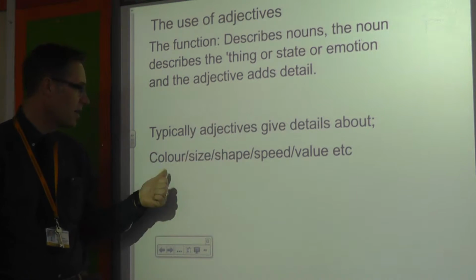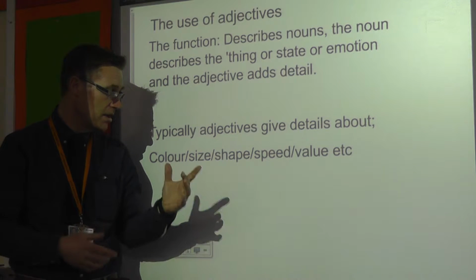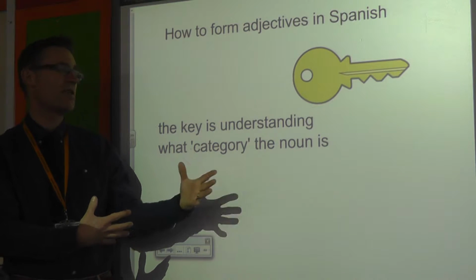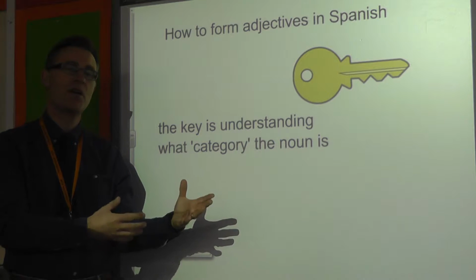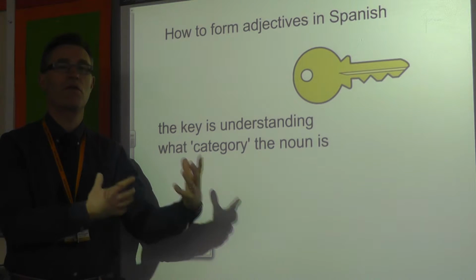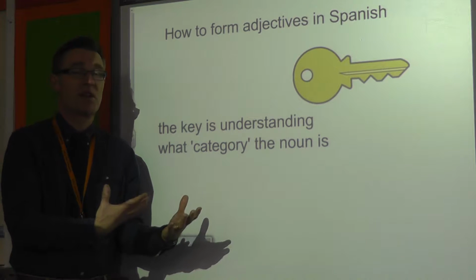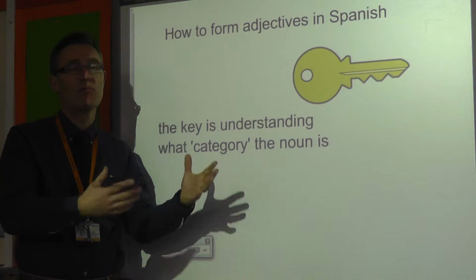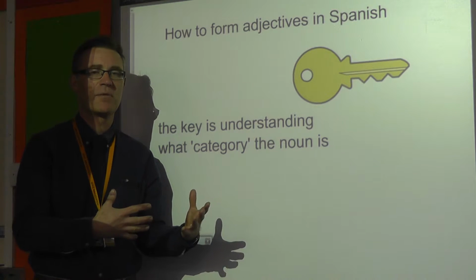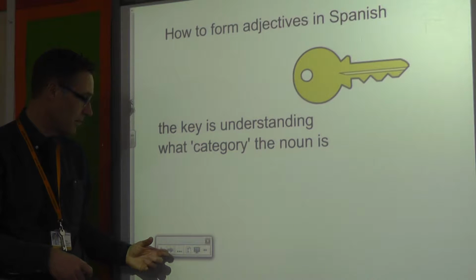Typically adjectives give detail about colour, size, shape, speed, value, and lots of other ways that they can add more detail to the noun. So what we've got to remember with Spanish is the understanding of what category the noun is. And if you've seen my video on nouns, there are two categories basically, which are then subdivided, but the two categories are either masculine or feminine. And I know in that little video we talked about it being a little bit difficult for English speakers to understand this concept of masculine and feminine. So rather than thinking about them as masculine and feminine, think more about them as just two different categories. Okay, so don't get too worried about masculine and feminine, but just think of the categories. They're two different categories, two different families. And adjectives work in those families.